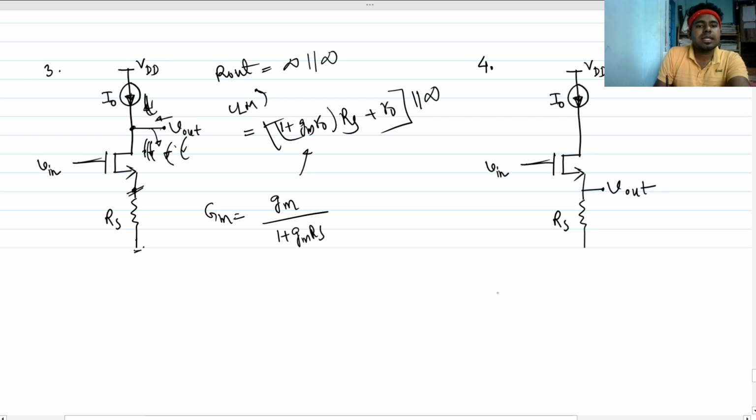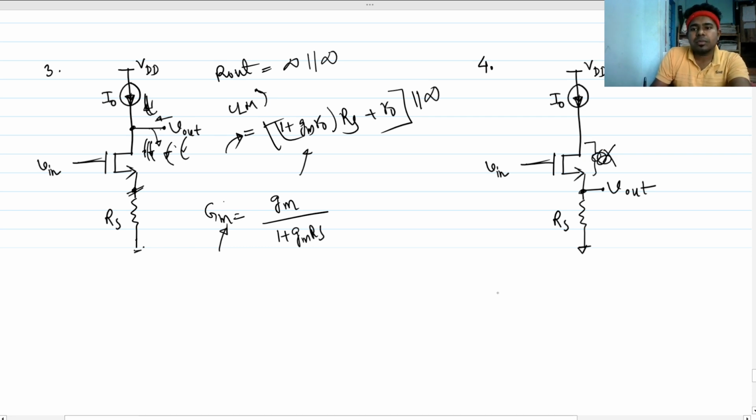So what will be the overall gain? This will be nothing but this GM into this R out. So this will be the overall gain. Now this is very important. What will be the gain of the circuit by intuition? We can see that if we neglect channel length modulation, there will be no RDS, right?